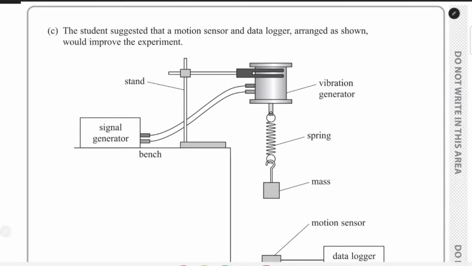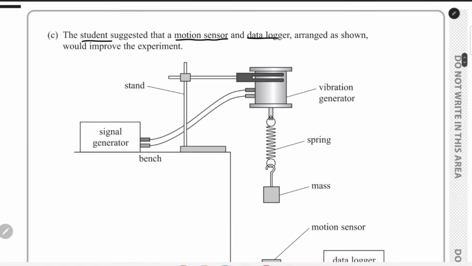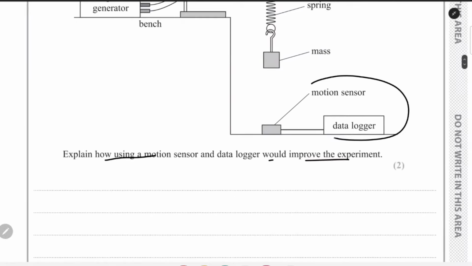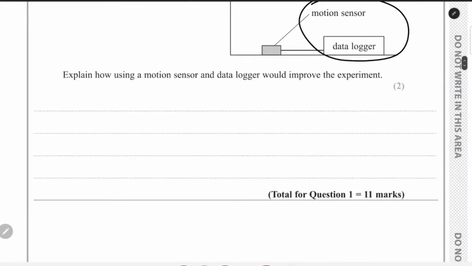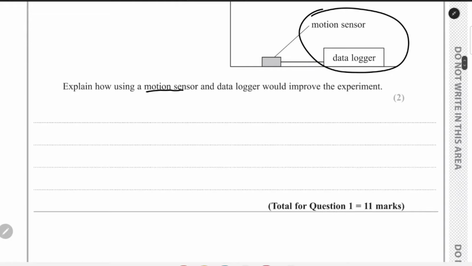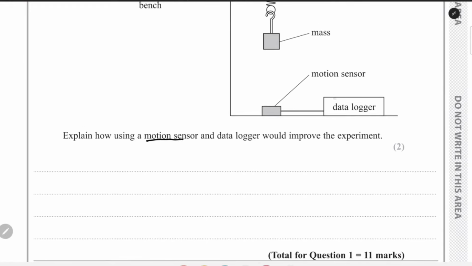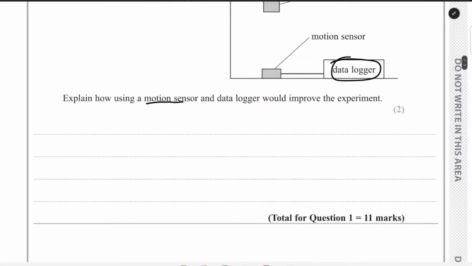Now in part C, the student suggested that a motion sensor and data logger arranged in this manner would improve the experiment. We have to explain how using them would improve the experiment. The data logger can take readings faster than a human can. So using that, we can take more readings per second when the mass is oscillating. So there will be less uncertainty when we measure the amplitude at a given frequency.